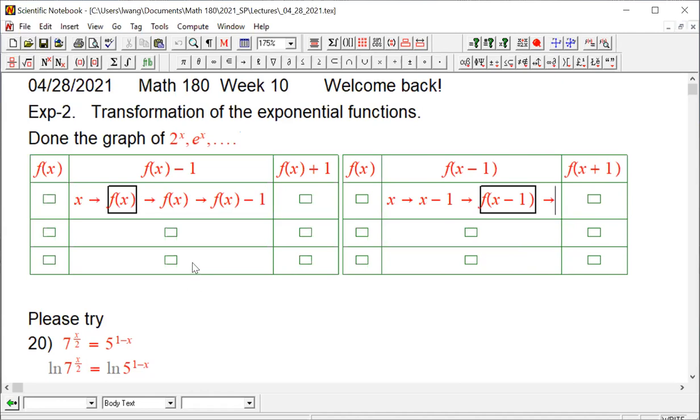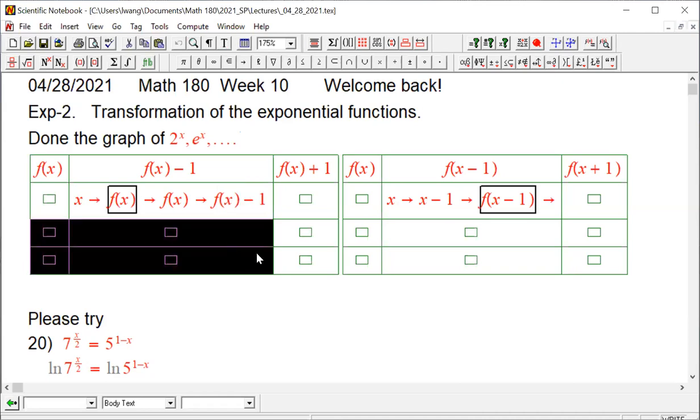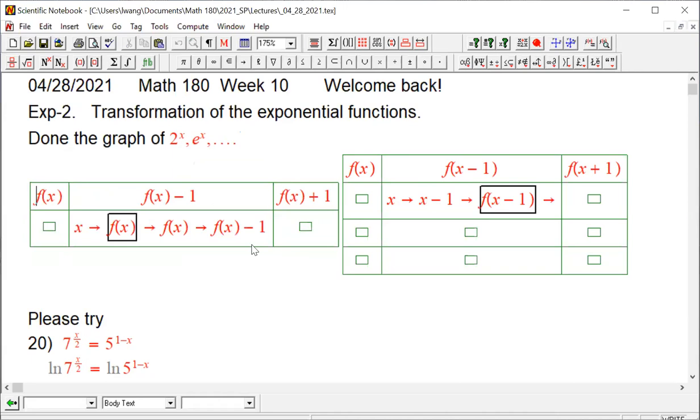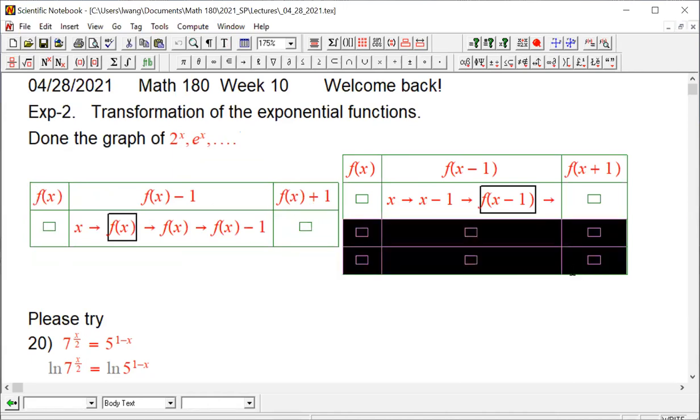So one is subtracting 1 on the output. The other one is subtracting the 1 before the function acts on the input. So you subtract 1 on the input. Of course, that's different. So we want to see that difference firsthand. Do you follow me? Now, we're going to do it one at a time. Okay, function's perspective.